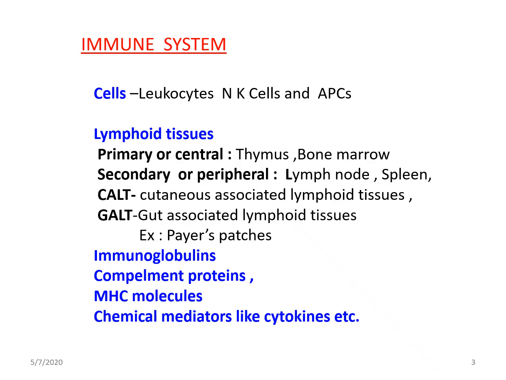Then the lymphoid tissues, which include primary or the central lymphoid tissues, namely thymus and bone marrow, and secondary or peripheral lymphoid tissues including lymph nodes, spleen, GALT or the cutaneous associated lymphoid tissue, gut associated lymphoid tissues, etc. Peyer's patch is an example of gut associated lymphoid tissue.